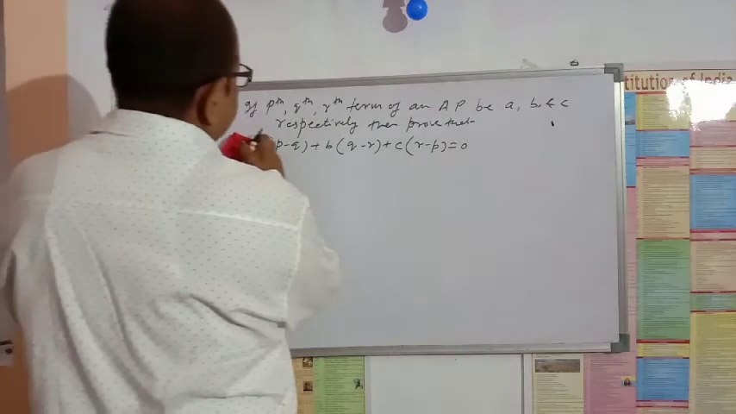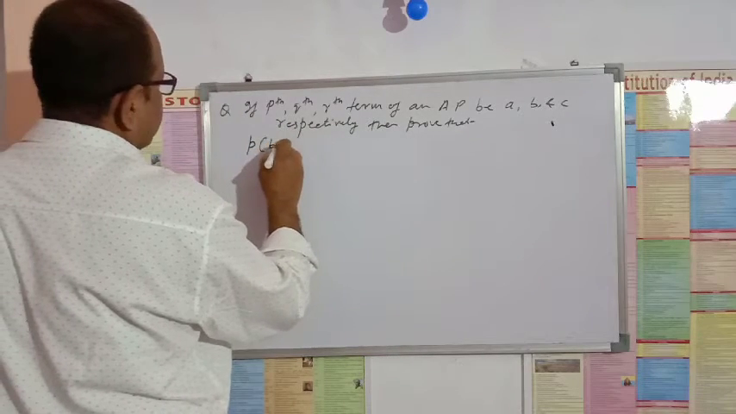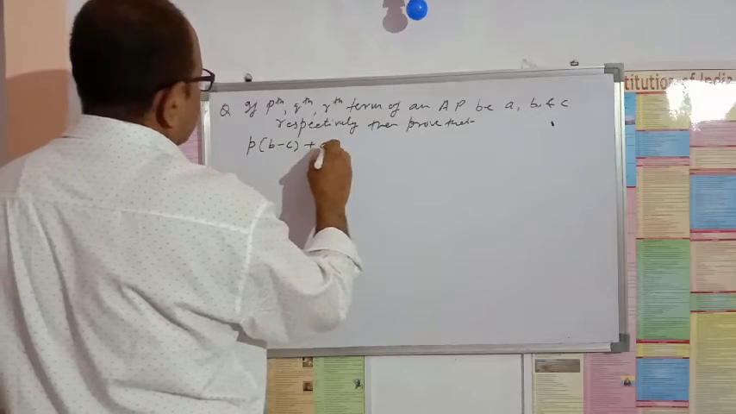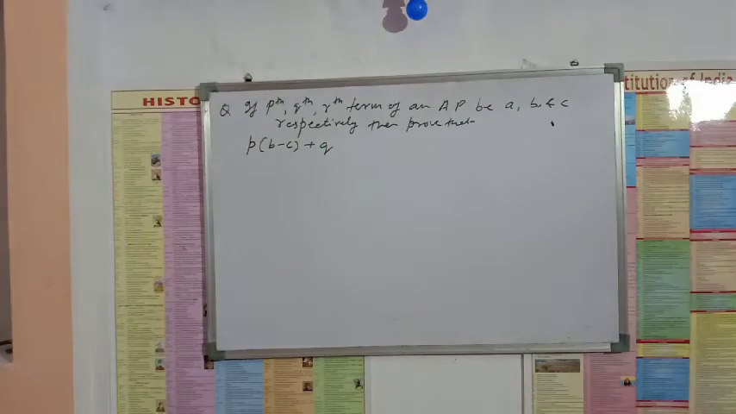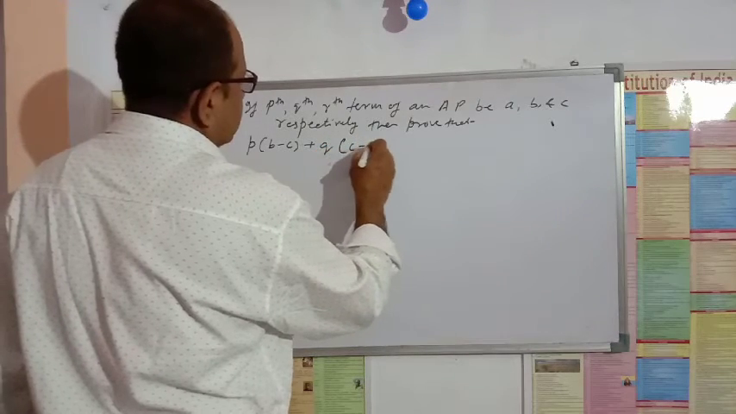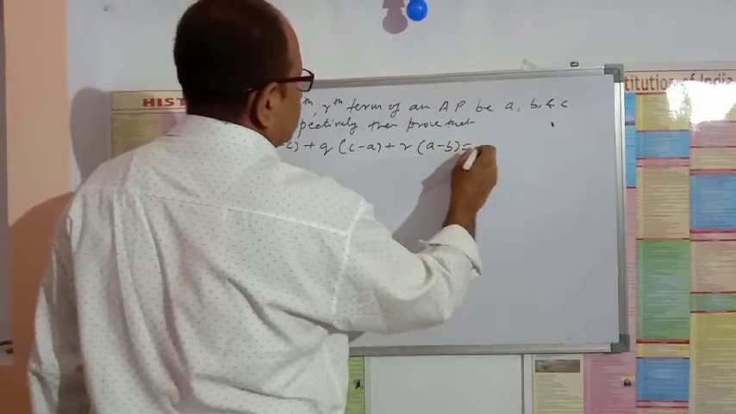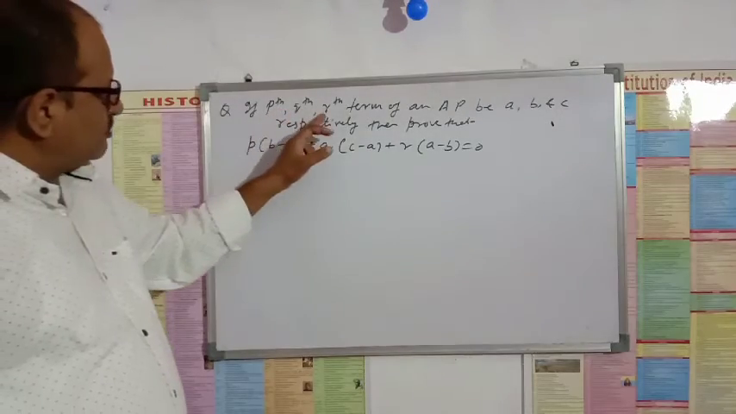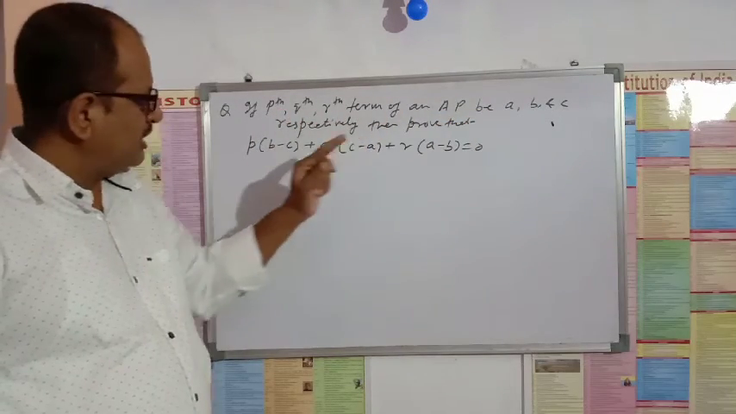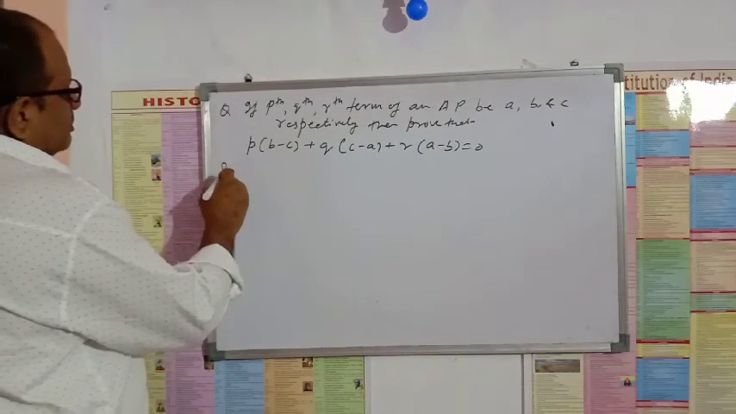Sorry, it is not this one. It is given p(b minus c) plus q(c minus a) plus r(a minus b) is equal to 0. This one we have to prove. So if the pth, qth, rth term of an AP are small a, b, c, we have to prove this result. So see the solution.